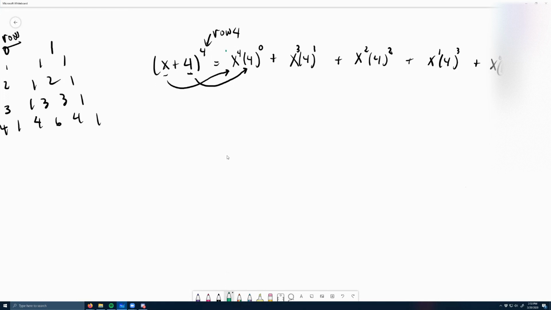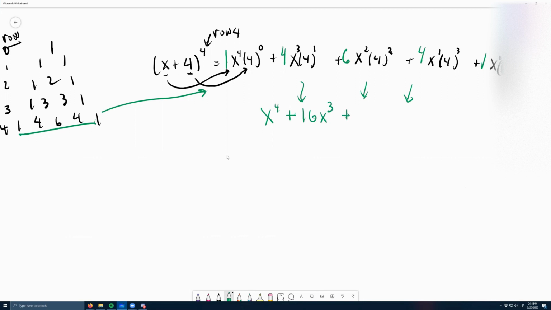I feel so bad. Anyway, 1, 4, 6, 4, 1. I got the numbers from the 4th row, and it goes next to each one. Again, this is a full, nice answer. If I have your quiz and you write that as your answer, that's cool. However, I could reward you extra points if you take it further by taking each term and multiplying each out. This is 1 times x to the 4th times 4 to the 0, which is just x to the 4th, plus 4 times x to the 3rd times 4 to the 1st, 16 x to the 3rd.